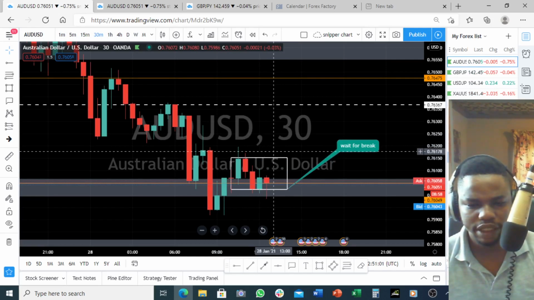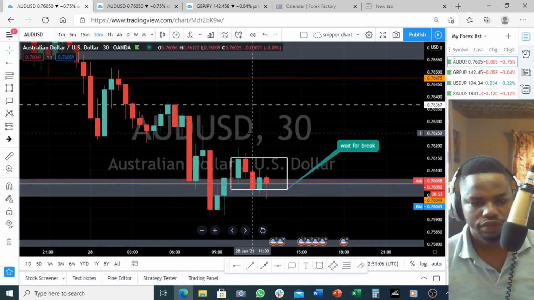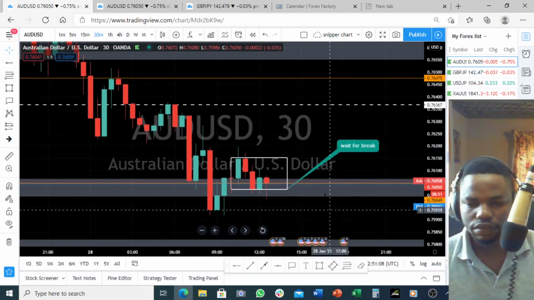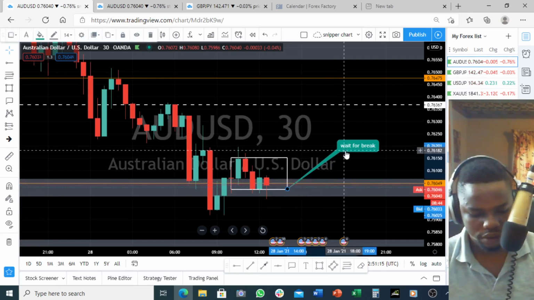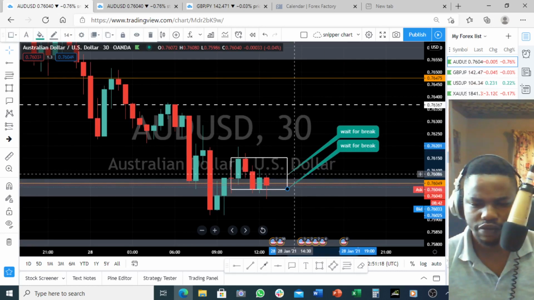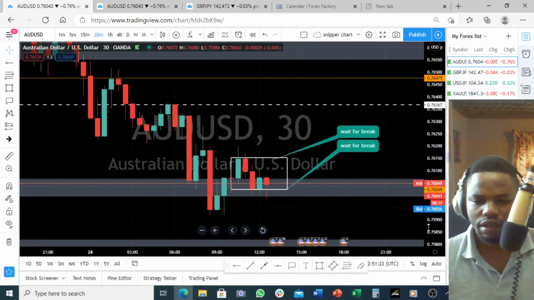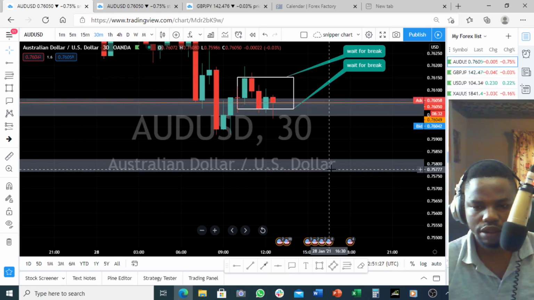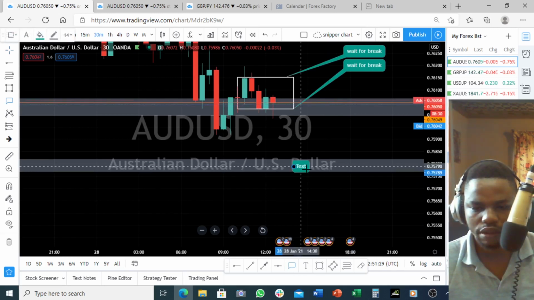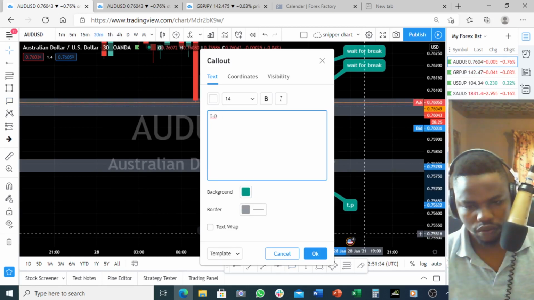And then if it breaks here, then I can enter to go to this area, to that area. I will monitor this area, wait for break here, and then what else? Since I'm waiting for break everywhere, I wait for break either here or there. Then what else am I waiting for? Potential target TP1 will be here.